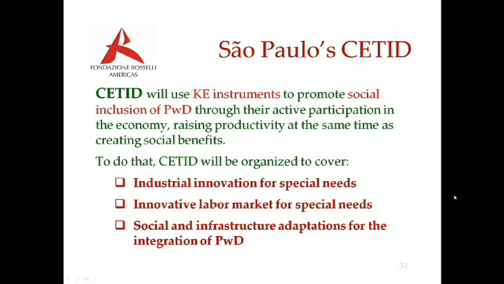CETI, of course, will use those knowledge economy instruments, the 5 pillars that we saw before, to promote social inclusion of people with disability through their active participation in the economy. And in order to do so, the CETI will be organized in 3 primary sectors: industrial innovation for special needs, innovative labor market for special needs, and social infrastructure adaptations for the integration of people with disability.